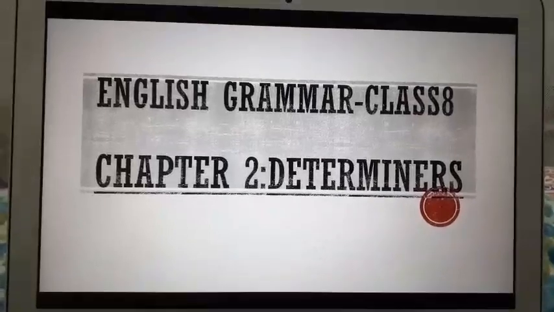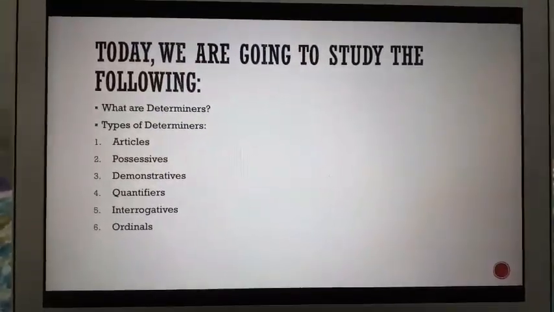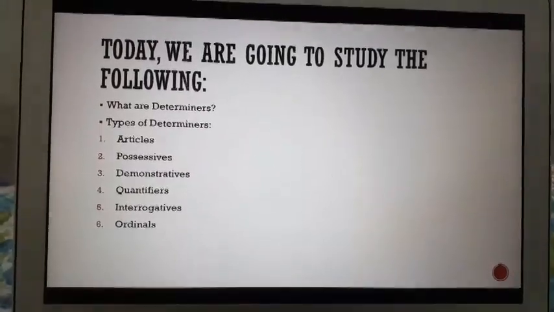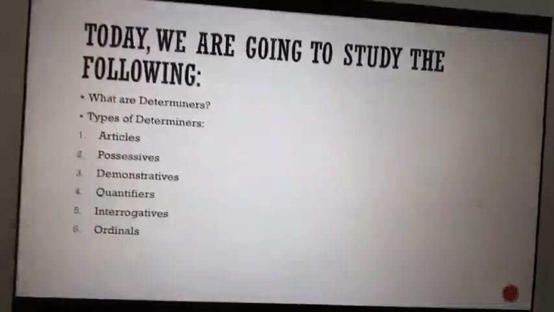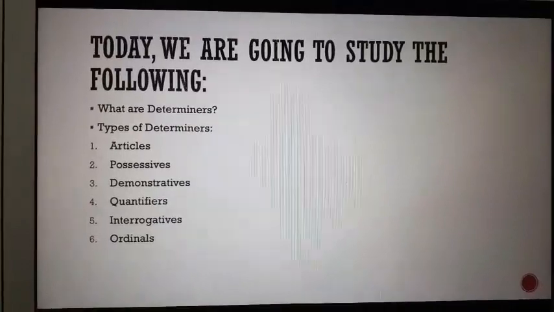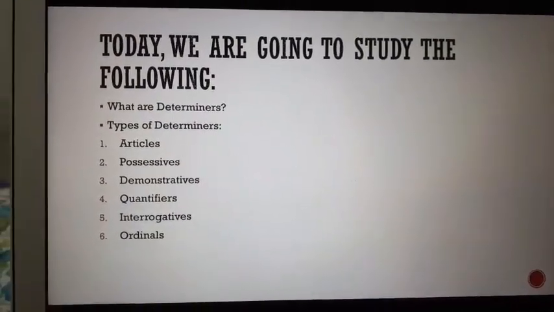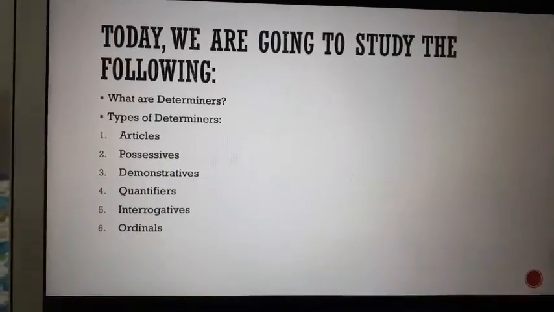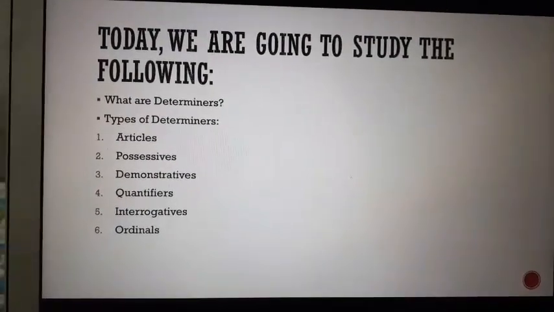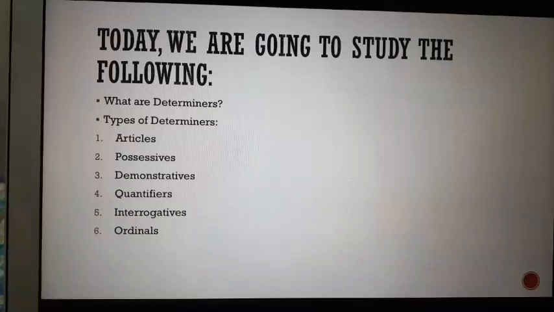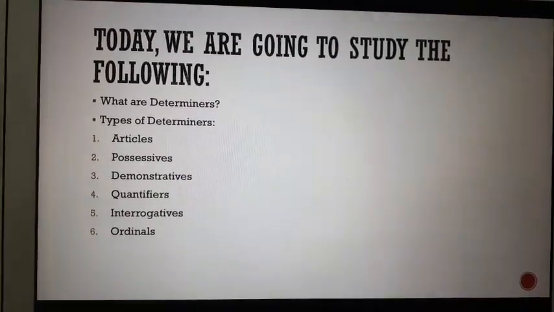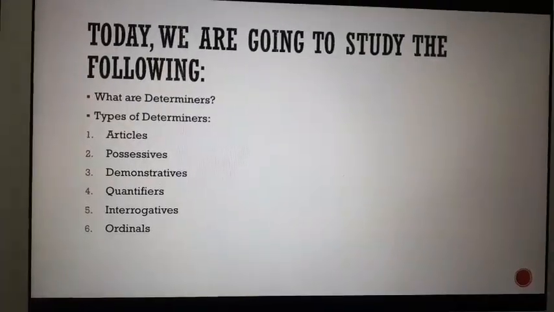So let us first go on to explain what we are going to study today. Today we are going to study the following contents. First is what are determiners? We are going to know what they are. Second, types of determiners. What are those types? Let's go through them: articles, possessives, demonstratives, quantifiers, interrogatives, and ordinals.